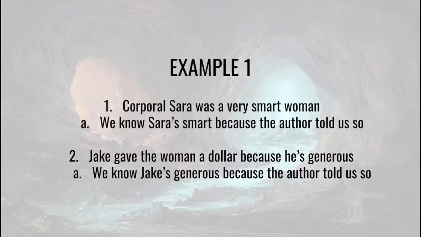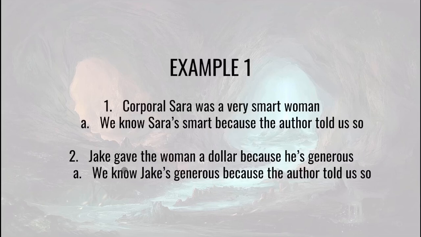All right, for example one, these two examples here, number one and number two, are examples of direct characterization, where whatever story these characters were in has been paused so that I, the author, can tell you something about them. Corporal Sarah was a very smart woman. In this example, you don't know what Sarah's doing. She's not actually doing anything. The only reason you know she is smart is because I have told you she's smart. You didn't see her do anything smart. You're just taking me at my word. So I am directly telling you information about Sarah's character. That's why that's direct characterization.